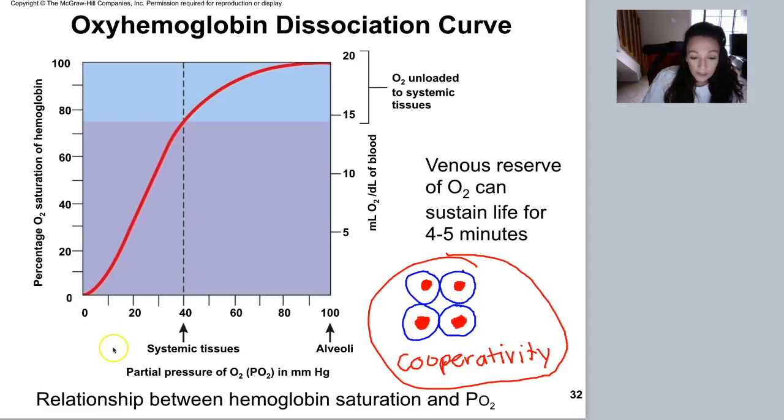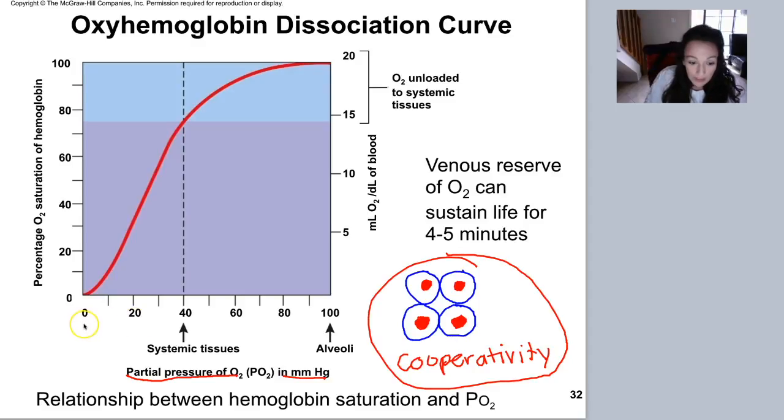So let's just look at this so you can get an idea of what's happening here. On the x-axis, we have partial pressure of oxygen. Remember, that's the pressure due to oxygen being present in the blood. It's the pressure it exerts on the vessel walls. And we're measuring this in millimeters of mercury.